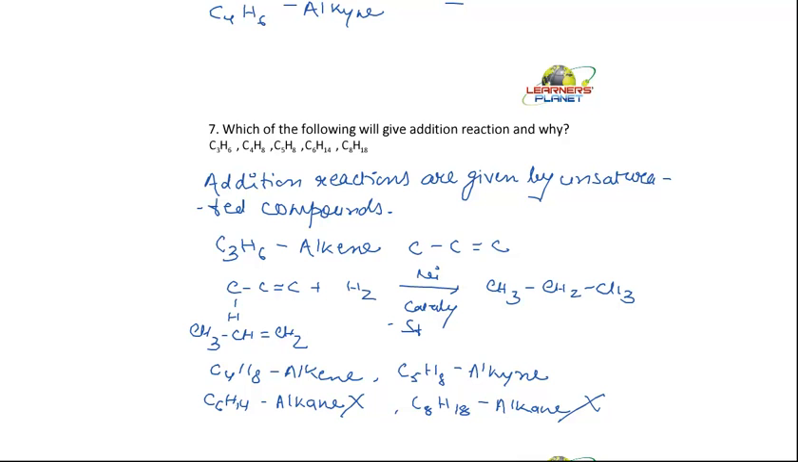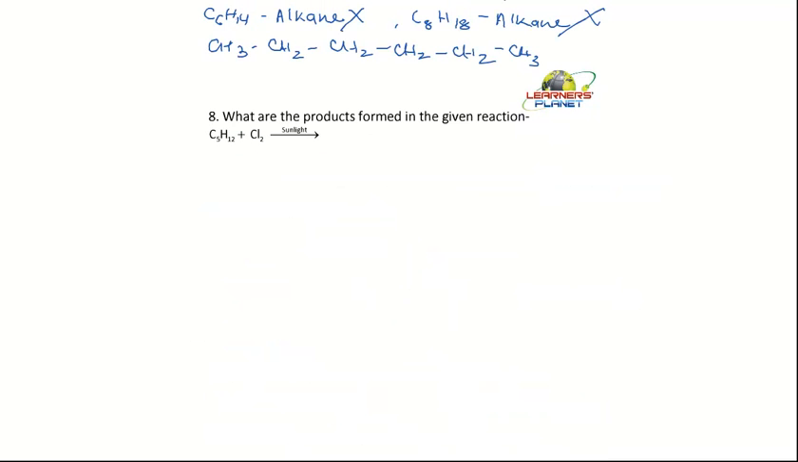If I write the formula of hexane, it would be CH3, CH2, CH2, CH2, CH2, and again CH3. So where are they going to add? They are not going to give addition reactions. So what gives addition reactions here? Butene, pentene and propene. Okay. Now let's take up our next question here.